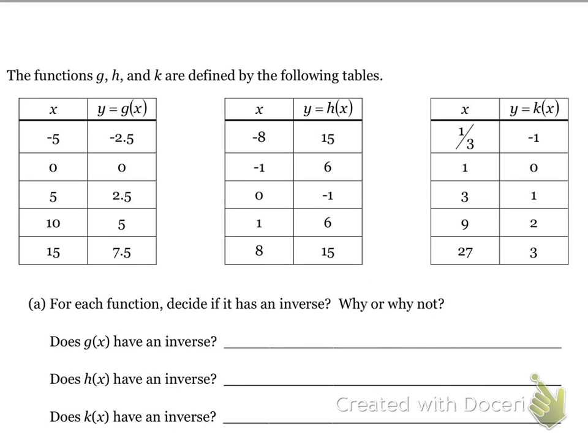Okay, so let's analyze the functions g, h, and k. So here they are in table form. For each of the functions, decide if it has an inverse and why or why not. Okay, so g of x, does it have an inverse? Yes, it does. It does because every y value has only one x value.